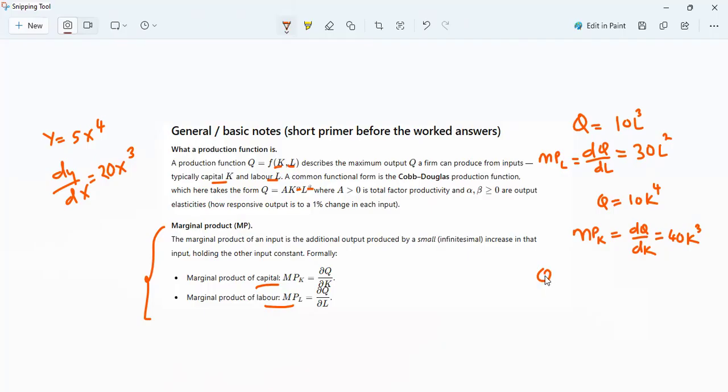In the event that they are combined, we have Q is equal to 10L^3 K^4. We have to differentiate them partially, meaning in parts. We can start with the derivative of Q with respect to L. When differentiating with respect to L, we leave the other letter constant as it is. So this will be our MPL, marginal product of labor. What happens to the K? Leave the K as it is.